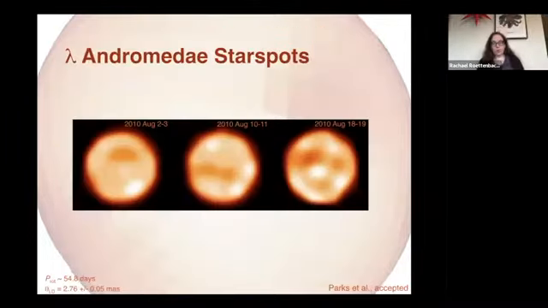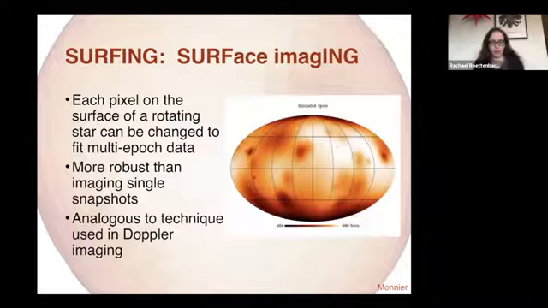So here are the first images of a spotted star that were obtained with CHARA. This is work by Rob Parks. He took these sort of snapshots of Lambda Andromedae, which is another one of these RS CVns. And you can see that he was able to see these big asymmetries on the surface and was able to see the spots. But what I wanted to do is actually plot the data on the star in the same way that the Doppler imaging and the light curve inversion do, of doing the whole star at once. And so I actually used this algorithm called SURFING or surface imaging that takes all of the data and plots it onto the surface at once.